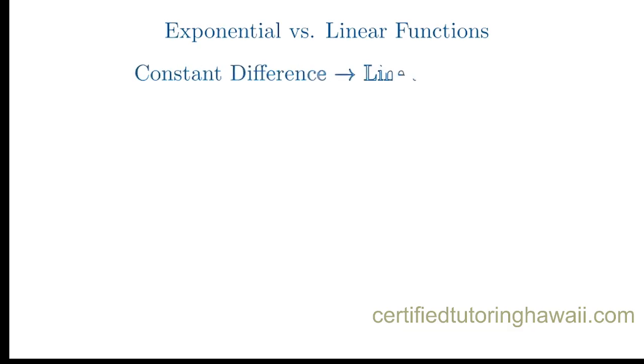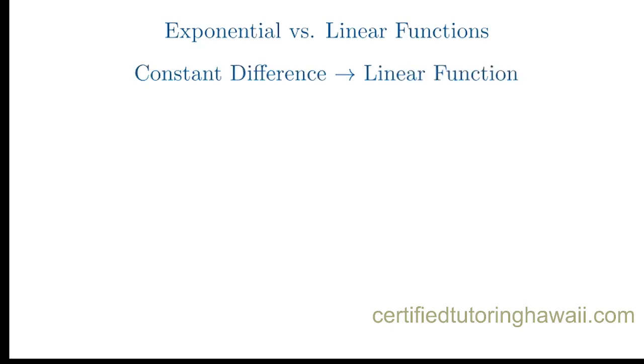Let's quickly review the key distinctions between exponential functions and their more familiar cousin, linear functions. The fundamental difference lies in their rate of change. As we discussed, a linear function has a constant rate of change. This means, for equal length input intervals, the output values change by a constant amount. This creates a constant difference. Constant difference leads to linear functions.